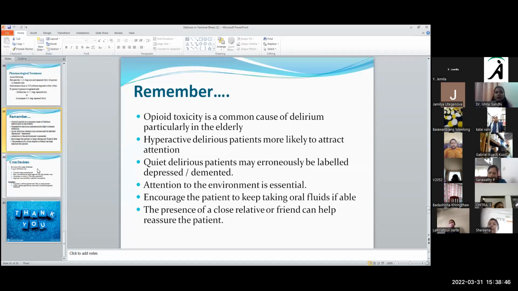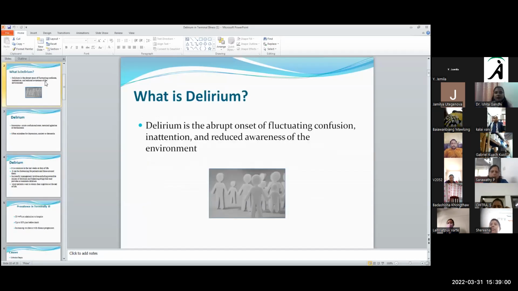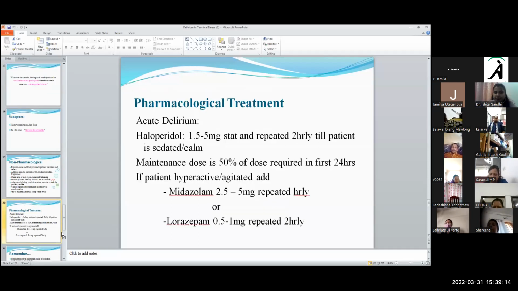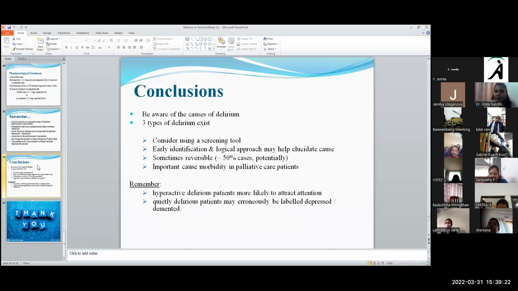So to conclude, let's go to the definition for the conclusion once again. Delirium is abrupt onset of fluctuating confusion, inattention, and reduced awareness of the environment. Right? There are 3 types of delirium: hyperactive, hypoactive, and mixed.